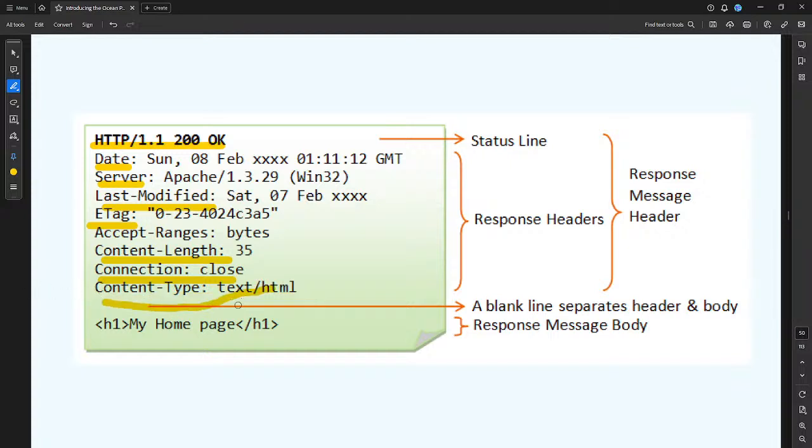And we can see this as well. So what information are we getting from here? The status line, of course the response headers, and then we can definitely see this same blank line, and then finally the response message body. So all these are what come in an HTTP response.